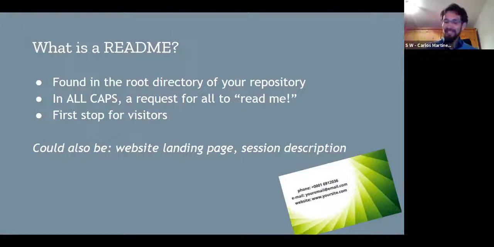Usually READMEs in GitHub, on software projects, you just have a file, which is a plain text file called README with all capitals. You can use Markdown in READMEs as well. And that's the first page that you will have on your GitHub repository.